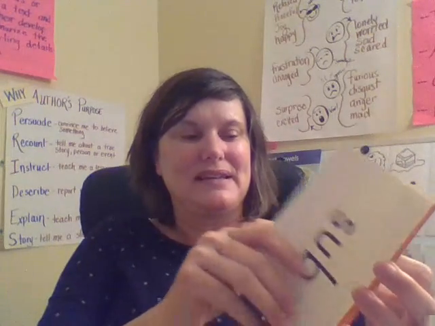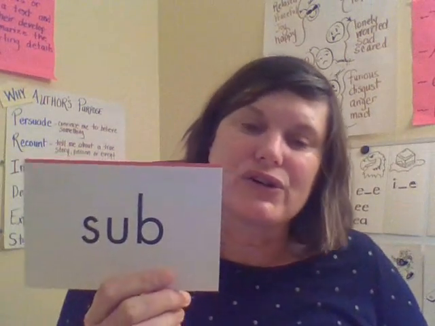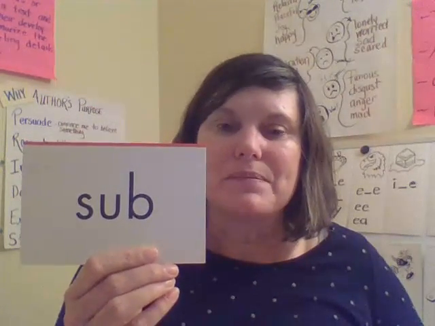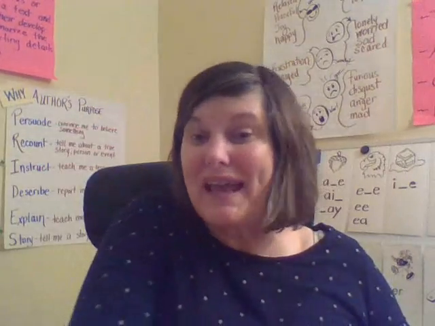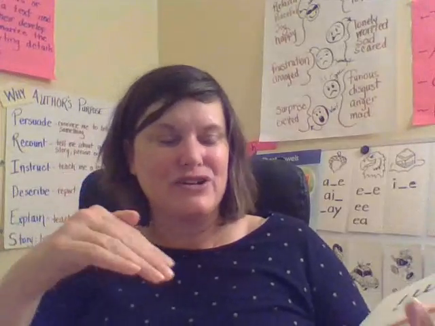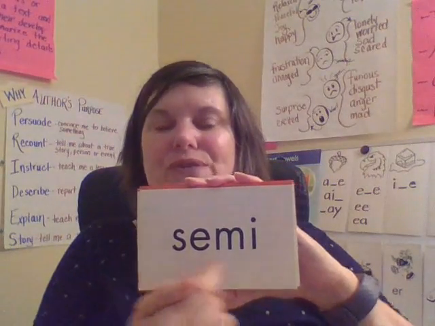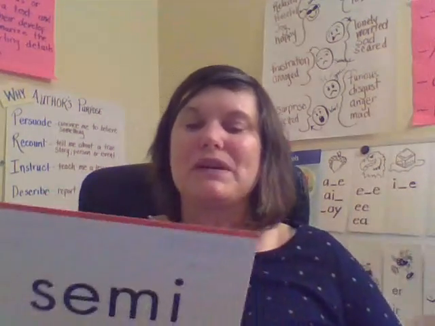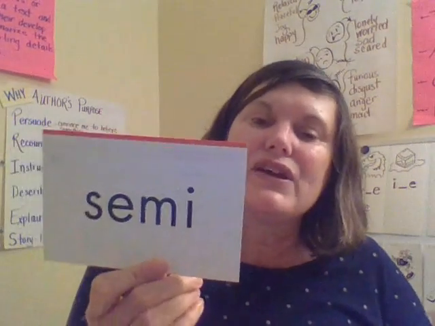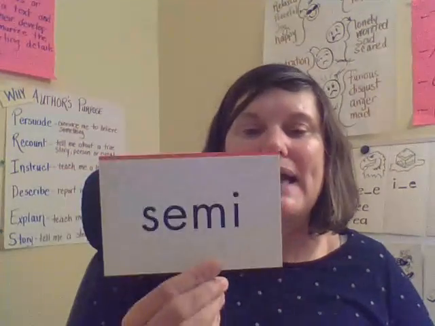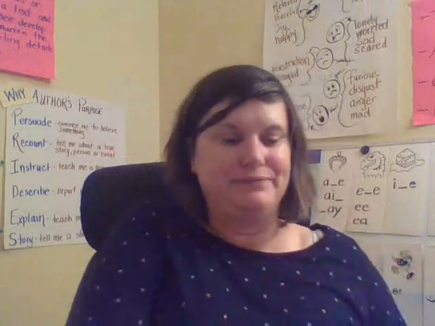Good. And sub means under. Like subway is under the ground. Subtract, you're taking away, which is like under. Semi. Together, semi. Your turn. And this means between or half. So like a semicircle is half of a circle. So semi means half.